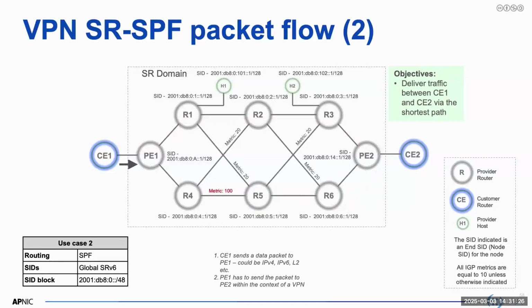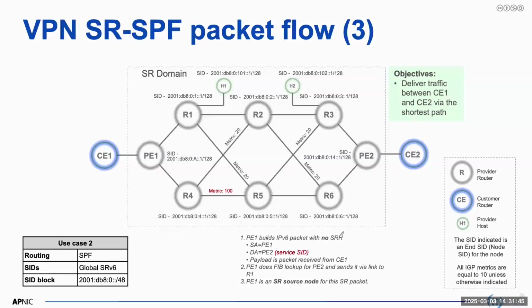So what will happen in this case when the packets come in? C1 sends the packet to P1, and P1 needs to send it towards PE2, so it can reach CE2, which is the ultimate destination in this case. So how will the SRH, the segment routing header, be built in this case? Let's see when the packet comes in.